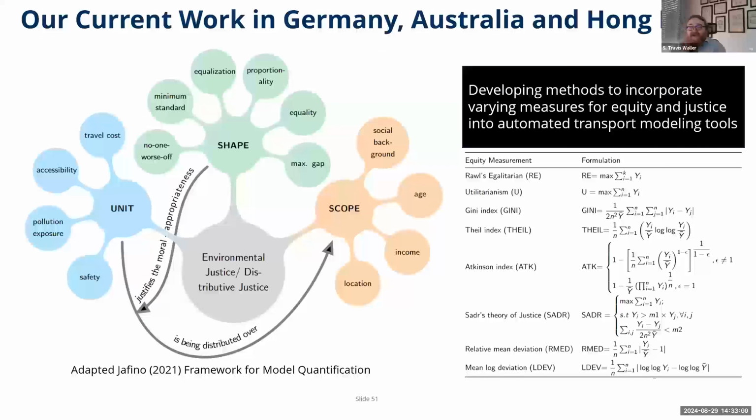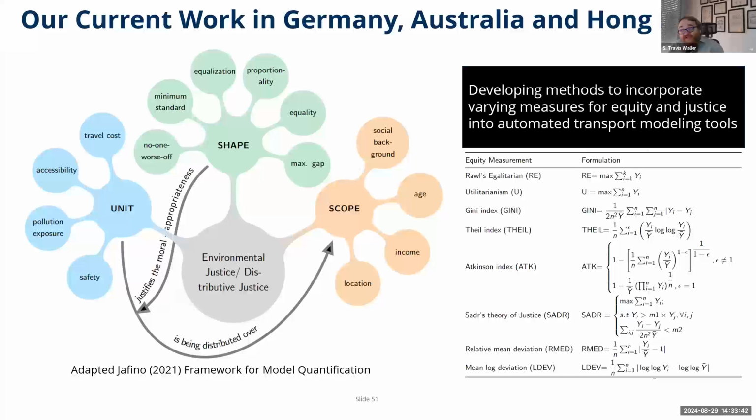Something I have identified, as many others have as well, there's some very good work, this is only one by a researcher out of Delft, Jafino, who structures it this way, which I found very convenient and useful: unit, shape, and scope. Unit is the item of consideration. Are we talking about travel costs? Are we talking about accessibility, pollution, safety, and so on? That's the unit. Scope would be, what are the points of differentiation across the population? Are we doing it based on income level? Gender? Age or physical ability? What differentiates the population segments?